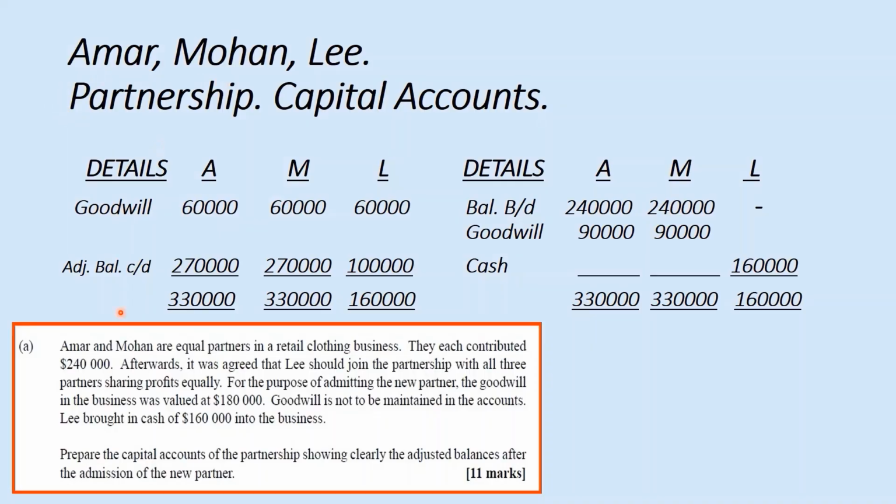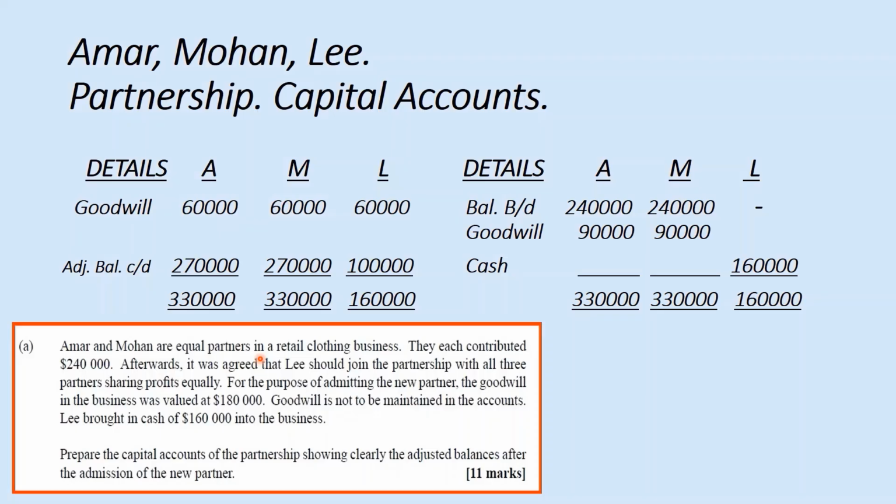Amar, Mohan, and are equal partners in a retail clothing business. They each contributed $240,000. After it was agreed that Lee should join the partnership with all three partners sharing profits equally. For the purpose of admitting the new partner, the goodwill in the business was valued at 180,000. Goodwill is not to be maintained in the accounts. Lee brought in cash of 160,000 into the business. Prepare the capital accounts of the partnership, showing clearly adjusted balances after the admission of the new partner.